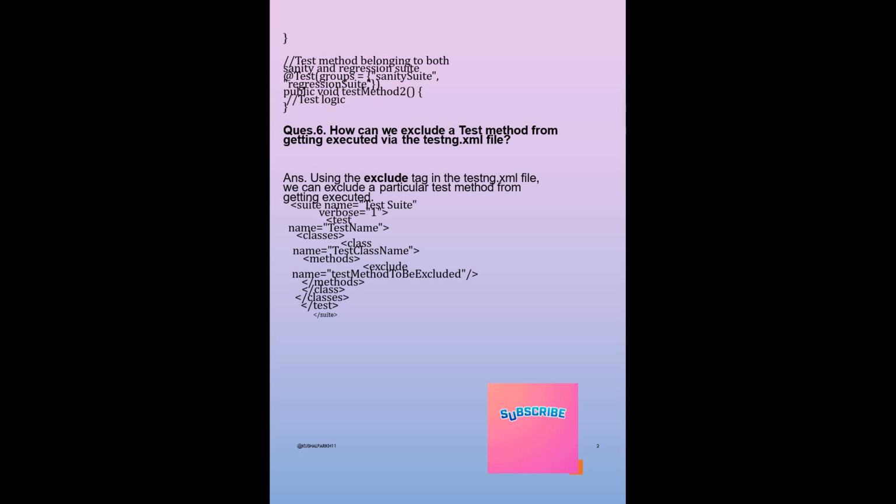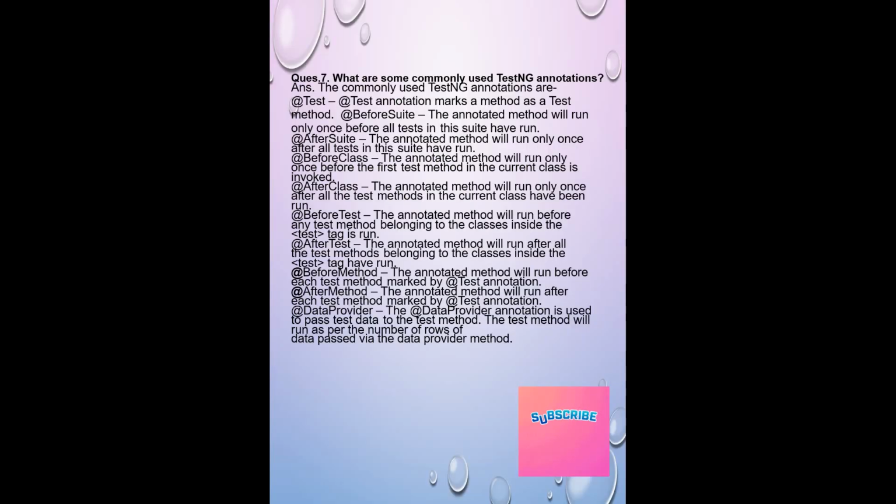Okay. How can you exclude a test method from getting executed by TestNG? If you wanted to exclude something, you can use the exclude tag. So if you can see the exclude here, the name equals the test method to be excluded. You put your name there and that can be excluded.